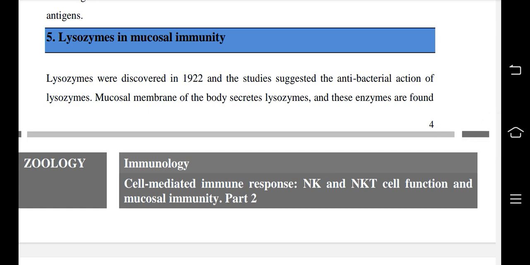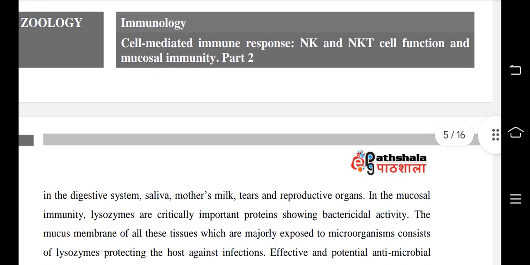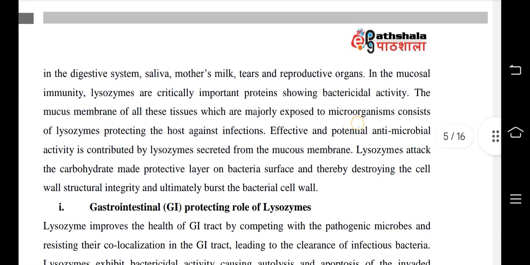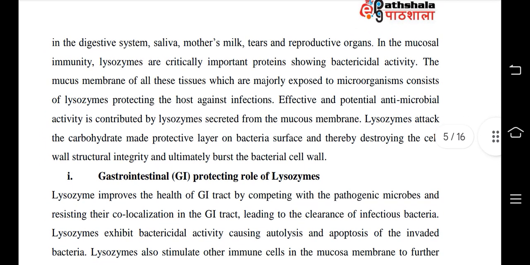Lysozymes in mucosal immunity. Lysozymes were discovered in 1922, and the study suggested the antibacterial action of lysozymes. The mucosal membrane of the body secretes lysozymes, and these enzymes are found in the digestive system, saliva, mother's milk, tears, and reproductive organs. In mucosal immunity, lysozymes are critically important proteins showing bactericidal activity.